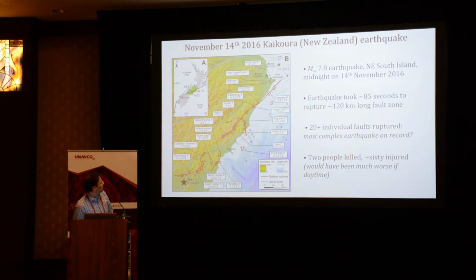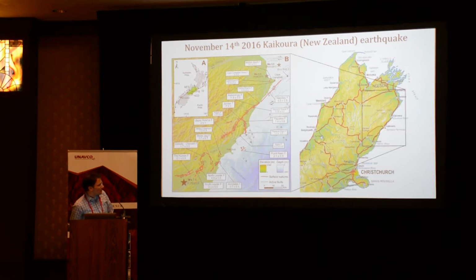Jumping straight in, Kaikoura is well known as one of the most complex earthquakes we've ever observed. At least 20 individual faults ruptured. The earthquake took about 85 seconds to rupture 120 kilometers. It occurred at midnight, so only 2 people were killed, but this has actually caused a huge impact to the South Island of New Zealand.